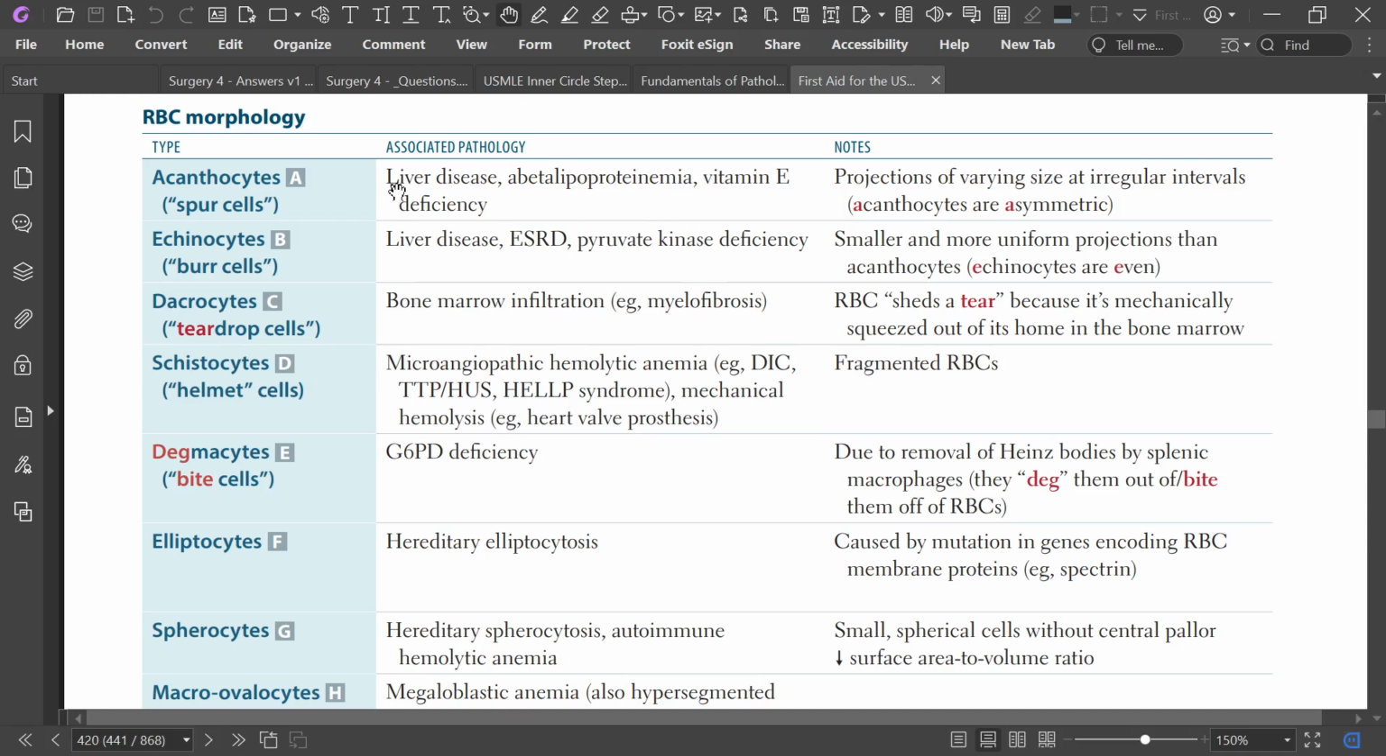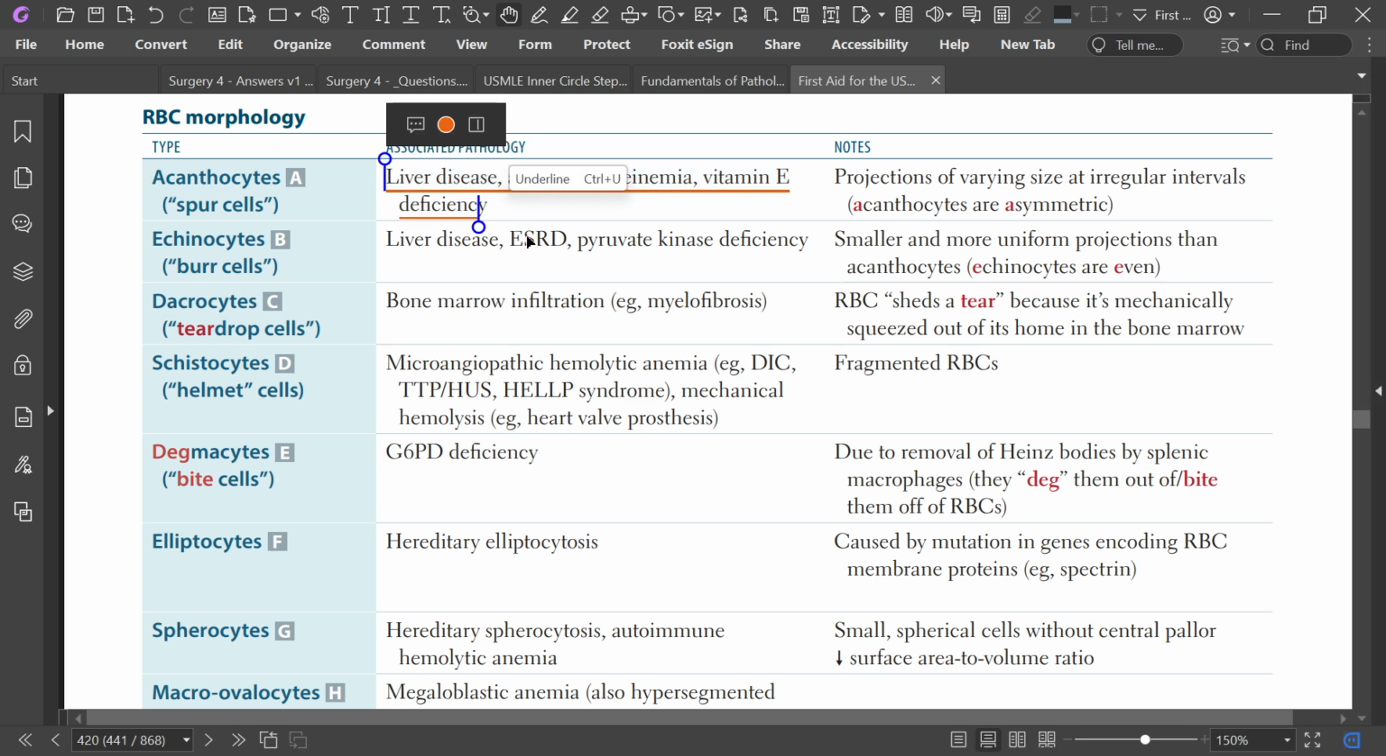It is present in liver disease, abetalipoproteinemia, and vitamin E deficiency. So acanthocytes have projections of varying size at irregular intervals.